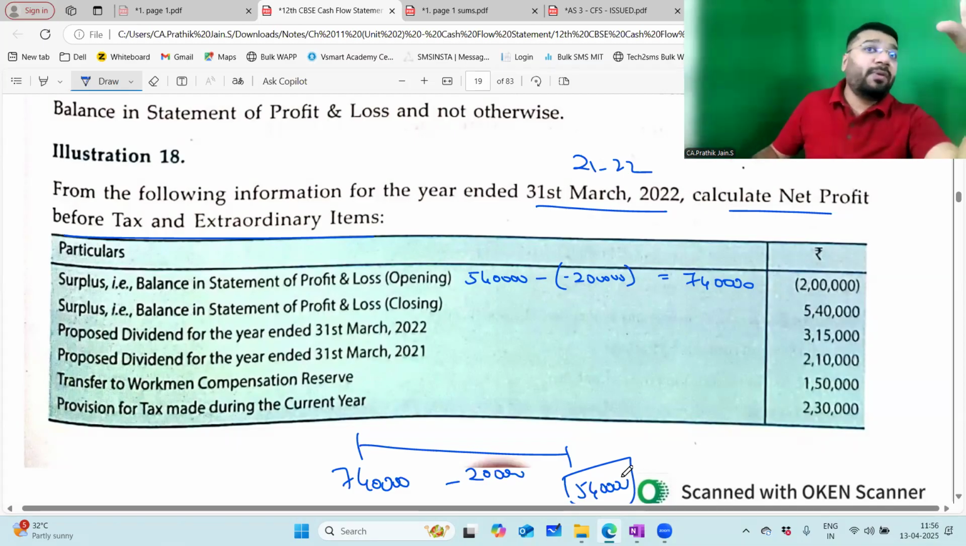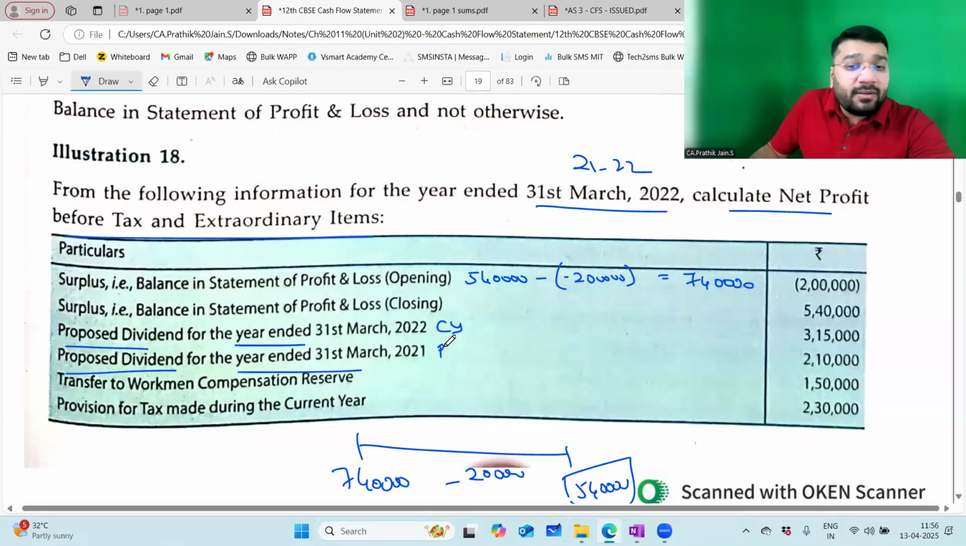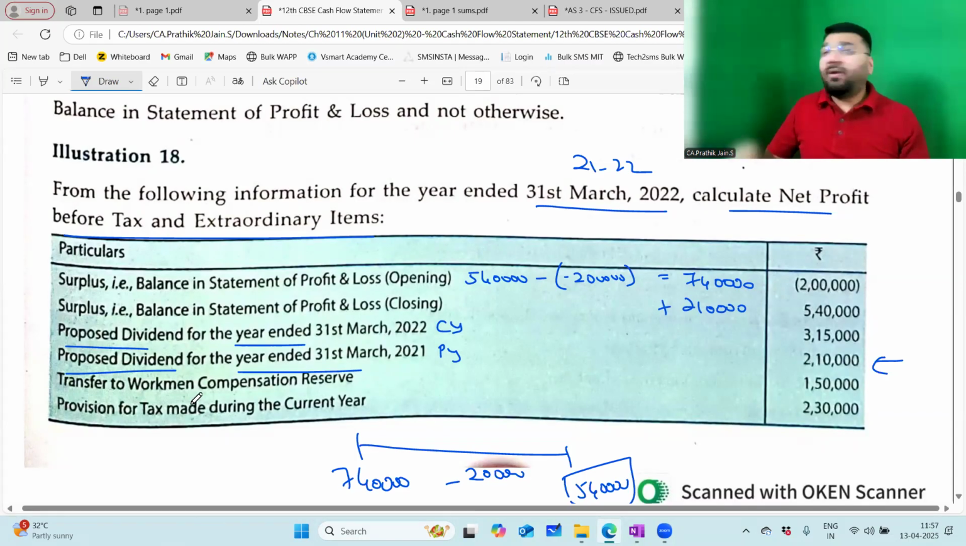Easy. Now, proposed dividend current year. This is proposed dividend previous year. So which is relevant for me? Previous year is relevant. So add back 2,10,000 rupees. Any information on the preference dividend? No. Any information on the interim dividend? No. Any information on transfer to reserves? Yes. How much is transfer to reserve? 150. So you need to add back 1,50,000 rupees.